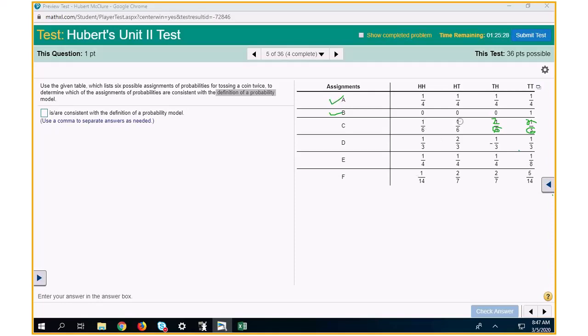And that's going to be 1 plus 1 is 2. 6 over 6 is 1. Now you see why people miss it.